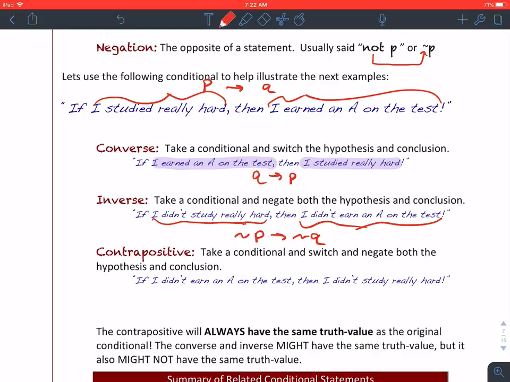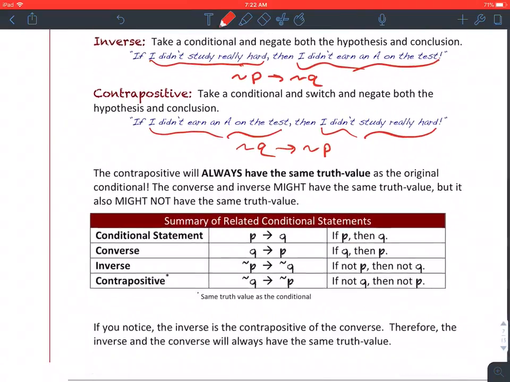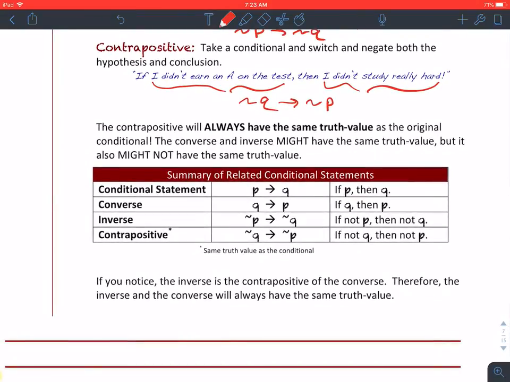Contrapositive. Take a conditional and switch and negate both the hypothesis and the conclusion. So this is not Q, and that implies not P. If I didn't earn an A on the test, then I didn't study really hard. The contrapositive will always have the same truth value as the original. So if the original is true, contrapositive is true. If the original is false, contrapositive is false. The converse and inverse might have the same truth value, but it might not.